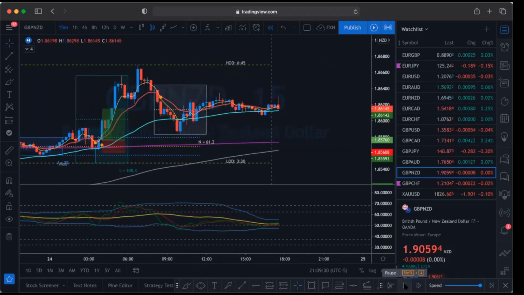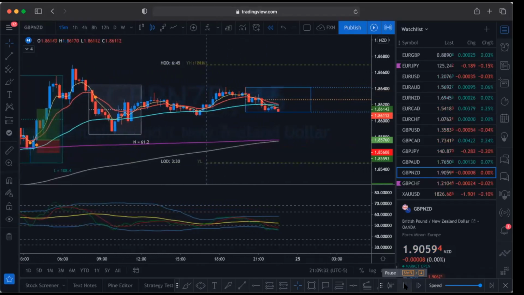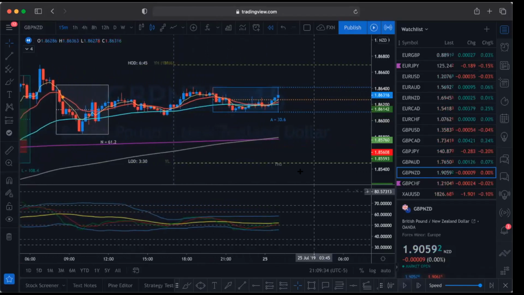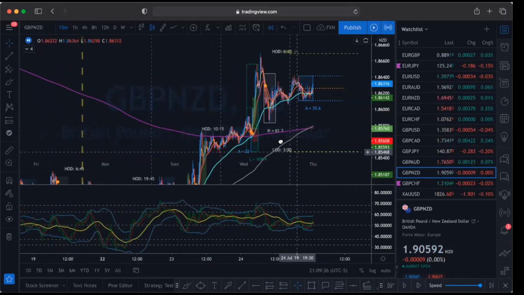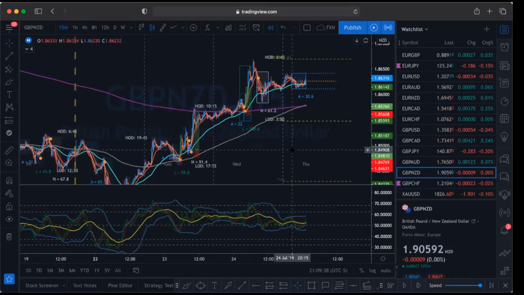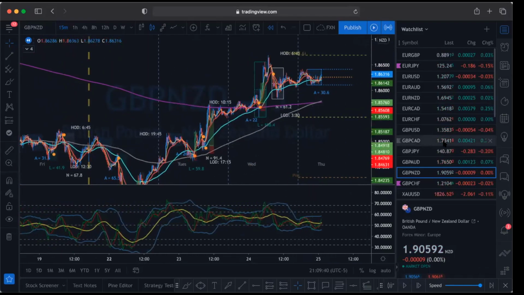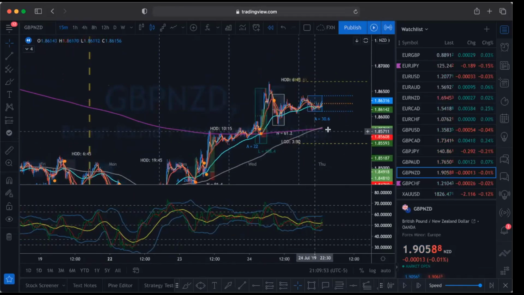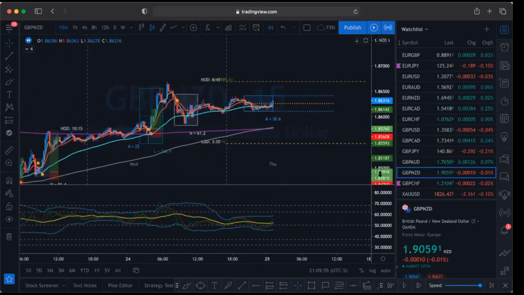All right, so moving on to Thursday. All right, so Thursday. Where is price at now? Look where price is. It's above all the major EMAs, right? The 800, the 200, all that stuff, right?